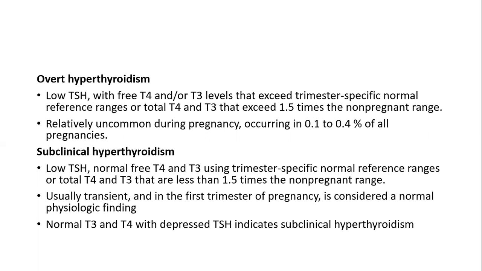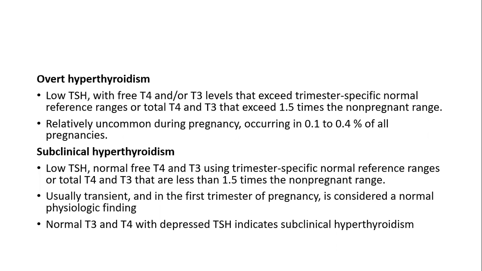Okay. So we can have overt hyperthyroidism and subclinical hyperthyroidism. Overt hyperthyroidism is where we have a low TSH with free T4 or T3 levels that exceed trimester-specific normal reference ranges, or a total T4 and T3 that exceeds 1.5 times the non-pregnant range. Overt hyperthyroidism is relatively uncommon during pregnancy, occurring in around 0.1 to 0.4% of all pregnancies.